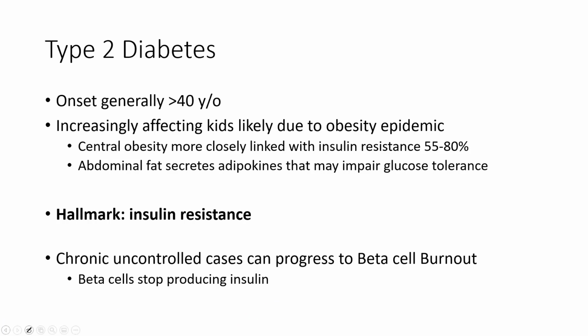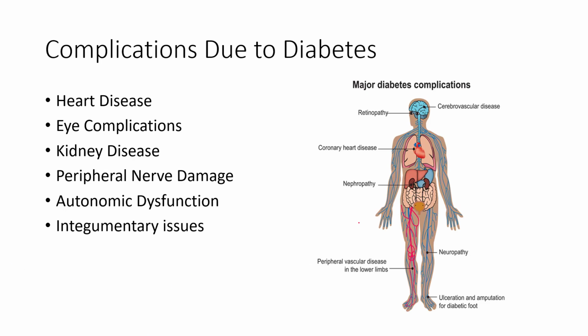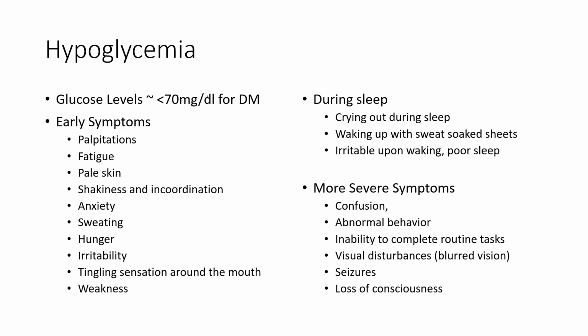So again, just a quick review in terms of complications due to diabetes. We have here heart disease, eye complications, kidney disease, really anything that receives a blood supply, which can be affected heavily in diabetes, is going to have potential problems. Now, we'll go over different syndromes that you'll encounter when blood sugar is not at an ideal level, right?